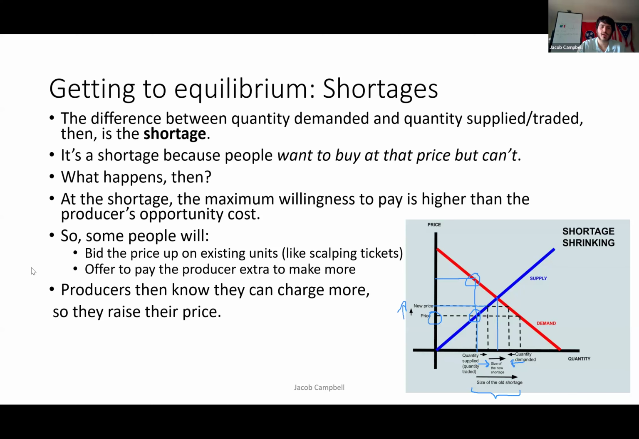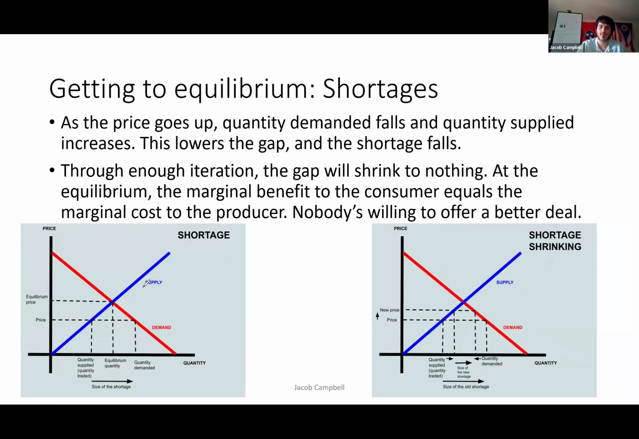I think I have a graph on the next page of that. Yeah, this one's a little bigger. This one will be easier to look at. So the price will just incrementally increase, most likely experimentally, until that shortage disappears and you are back at equilibrium.